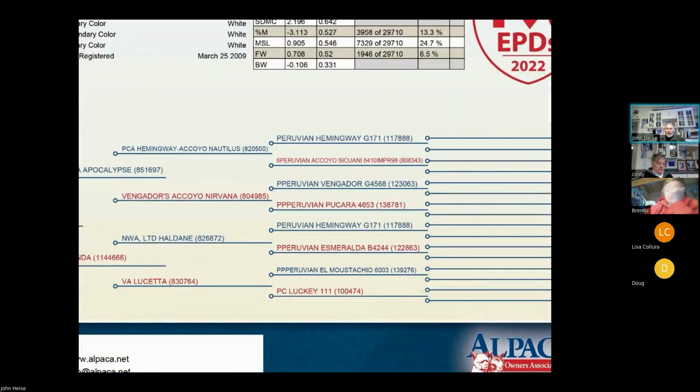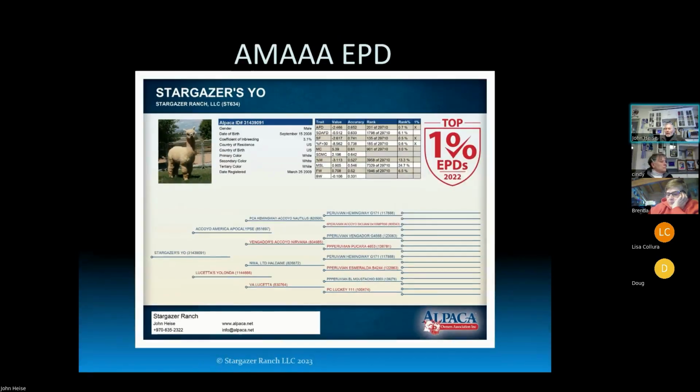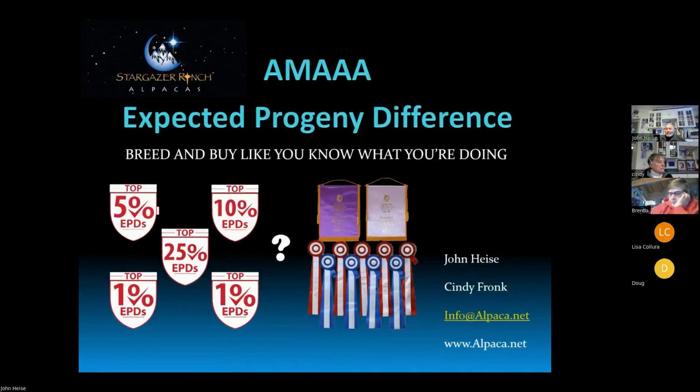On here, this column is showing that 3 generations back are all imports. Hemingway, Vengador. Anyway, those animals had data that was taken at the time of importation, called the screening process. So that data was also used. So we have information all the way back to the imports on these animals to start off with. And that's basically it.